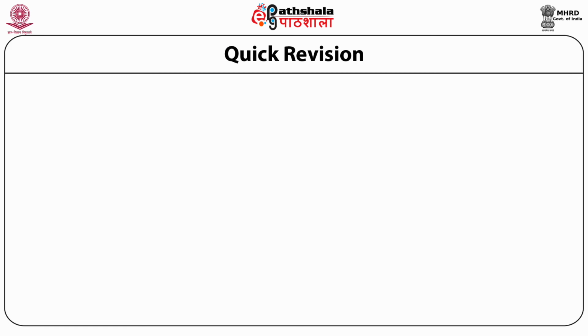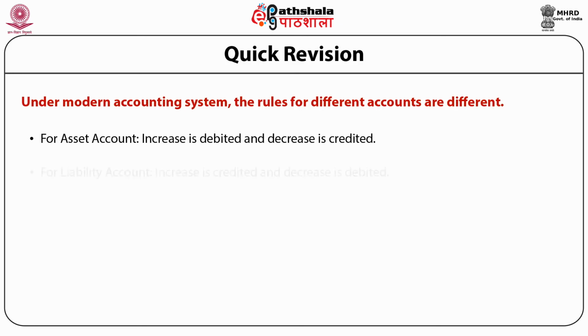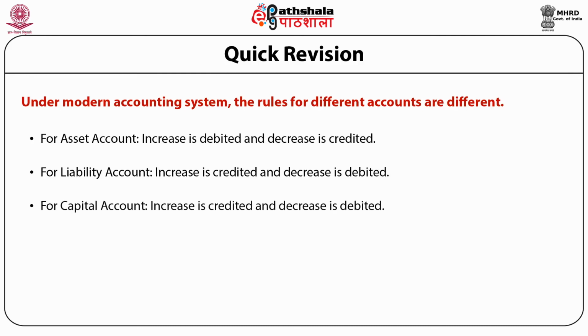Quick revision. Under modern accounting system, the rules for different accounts are different. For asset account, increase is debited and decrease is credited. For liability account, increase is credited and decrease is debited. For capital account, increase is credited and decrease is debited.